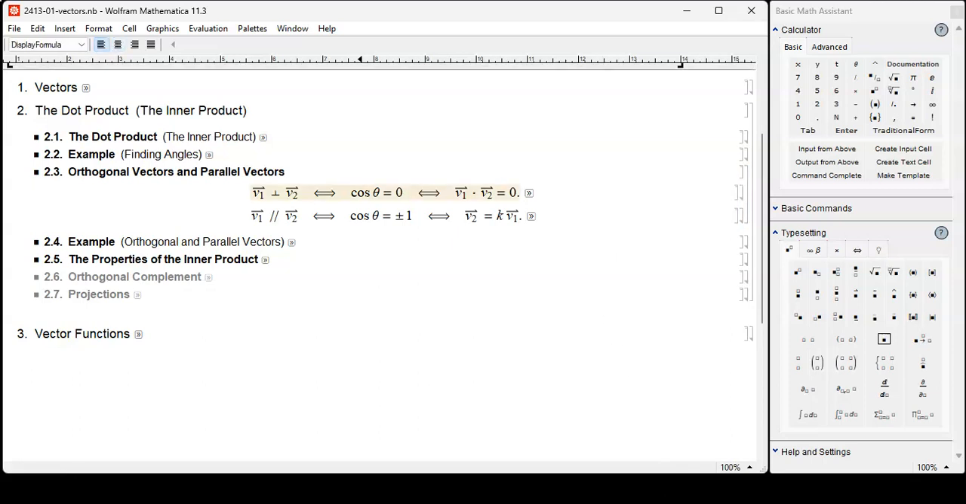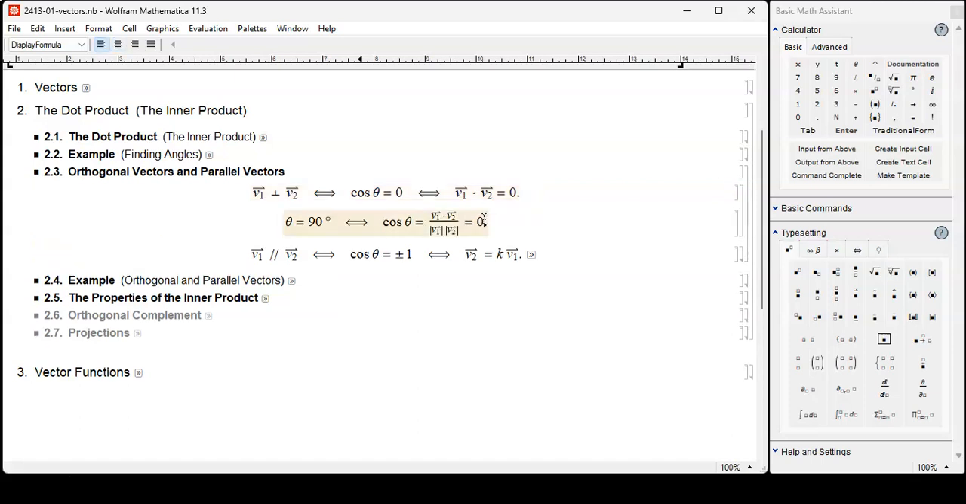If the cosine of theta is 0, then that means the numerator is 0, so the dot product is 0. In that case, we have 90 degrees. So two vectors are perpendicular or orthogonal. They mean the same thing, orthogonal or perpendicular.